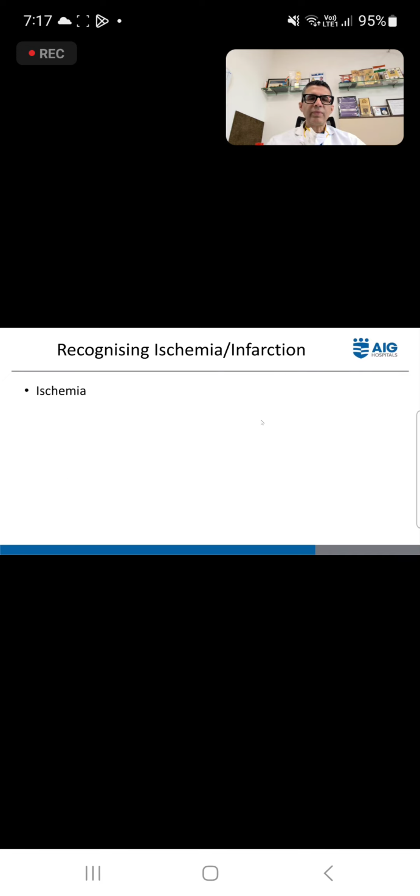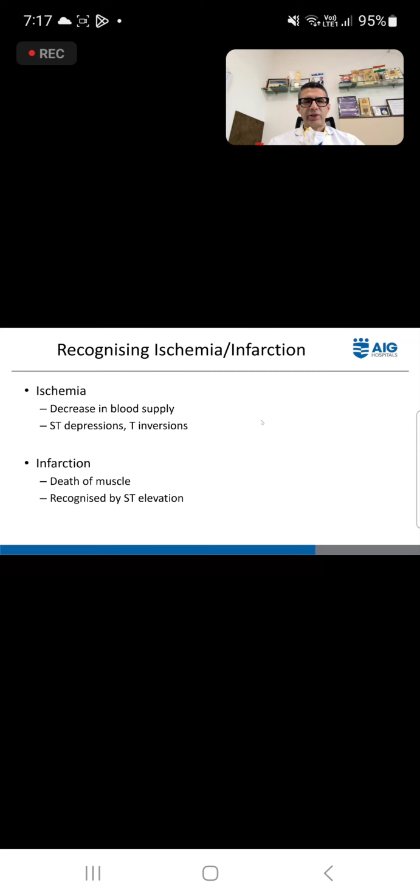So ischemia generally is a decrease in blood supply and it produces ST depressions and T-wave inversions. Whereas infarction is the death of the muscle. So by definition, if you say infarction, it means that that particular area is dead. So you should differentiate between ischemia and infarction, and it is recognized by ST elevation. So we already mentioned about what the different waves are there. And this again explains what we showed you just now. So when you have subendocardial ischemia, during depolarization, the current of injury is going away, so it produces ST depression. Whereas when you have a transmural infarct, then the current is from the sides or from behind, and it is going towards the infarcted segment that produces the ST elevation.